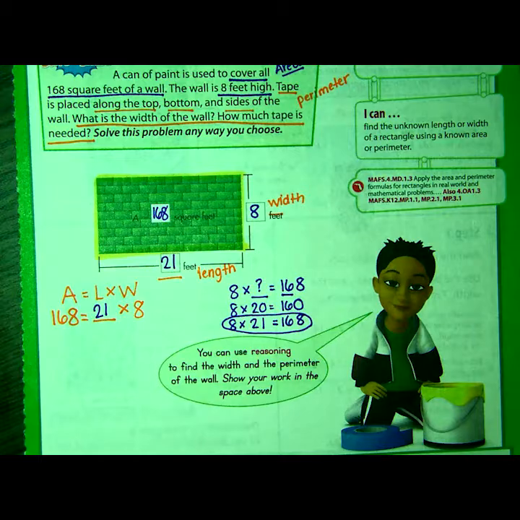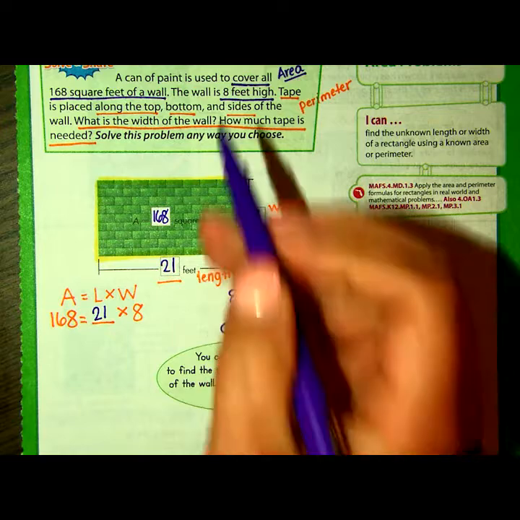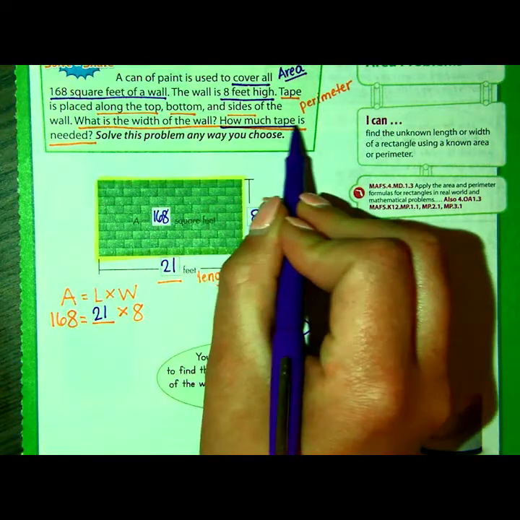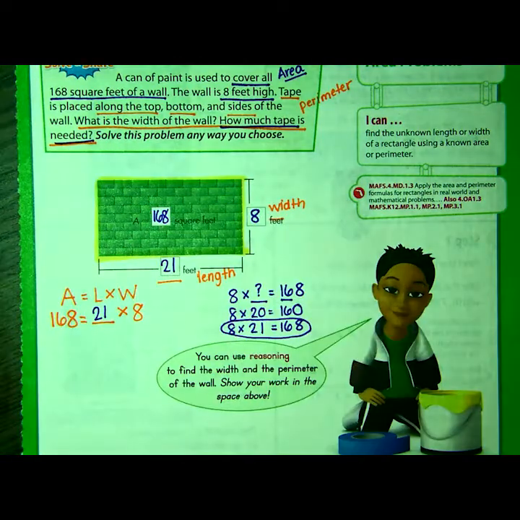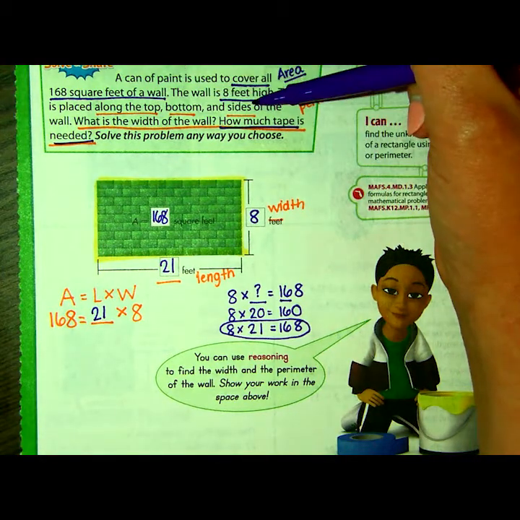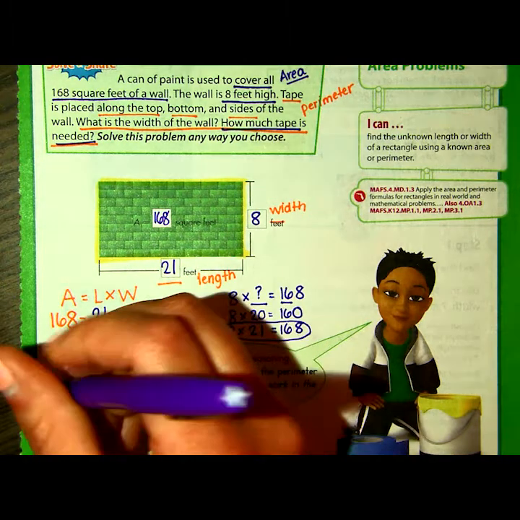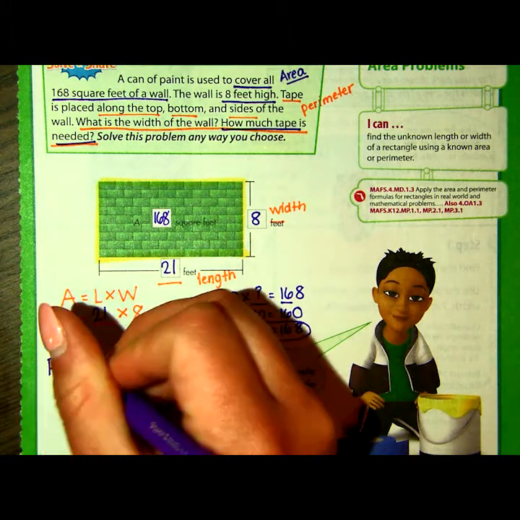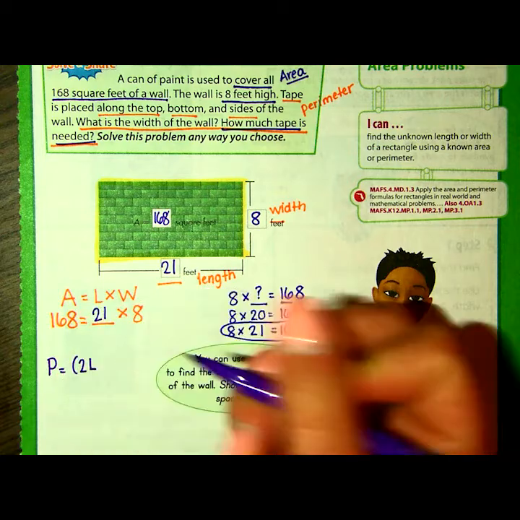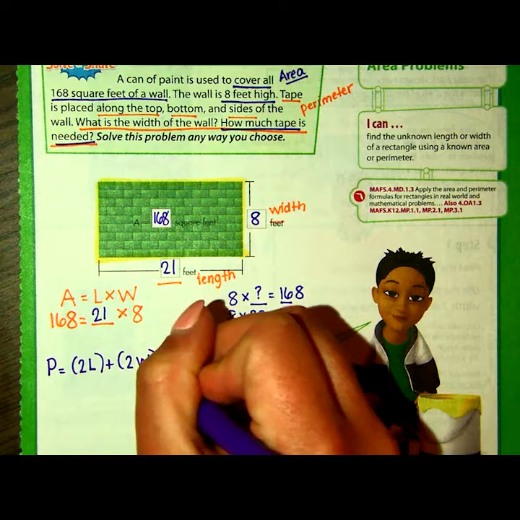But what they want to know, remember, not just the length. They also want to know how much tape is needed to go around this wall because they said it goes along the top, the bottom, and both sides. Well, now we're kind of shifting from area to perimeter. And I know that for perimeter, we add up all four sides. They've also given us this second formula that's 2 times the length plus 2 times the width. 2 lengths and 2 widths.